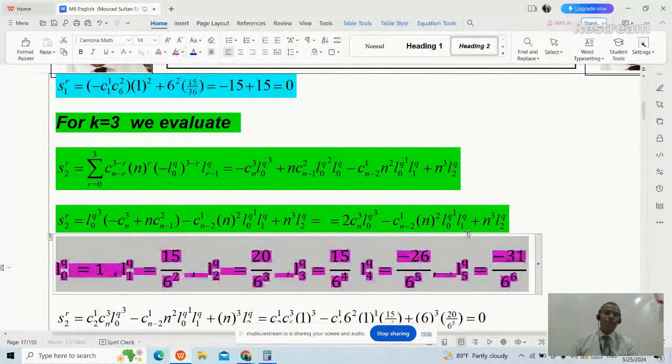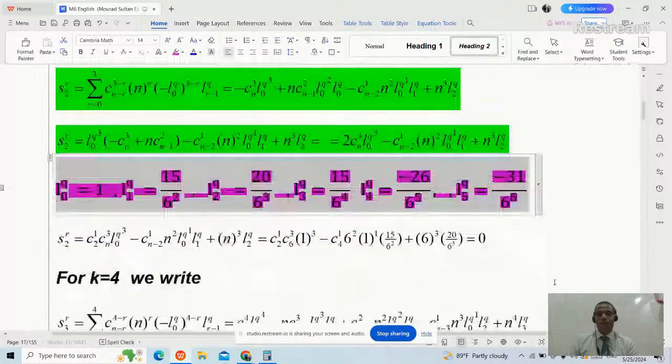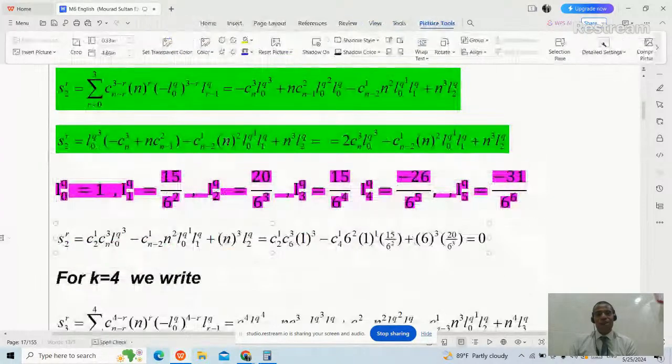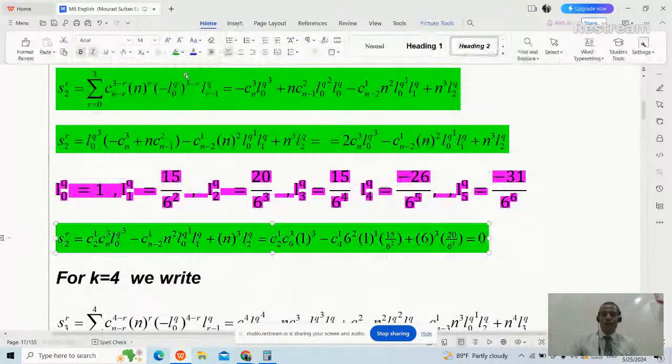Okay, no problem. Therefore, learners, our outcome is now to find the value of S2. S2 is very important because if you want to solve any polynomial to the power 6, you have to find all the values of SR of ODQ relative to LR of ODQ that is given from the beginning.